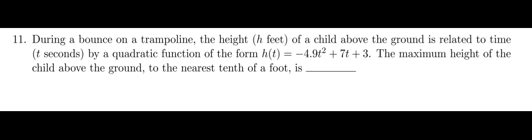Okay, so this question here, when we read it, says, during a bounce on a trampoline, the height in h feet of a child above the ground is related to the time t in seconds by a quadratic function of the form h of t is equal to negative 4.9 t squared plus 7t plus 3. The maximum height of the child above the ground to the nearest tenth of a foot is what?